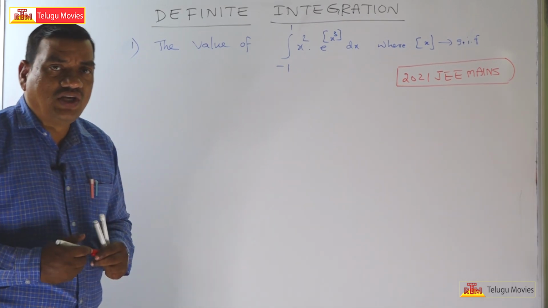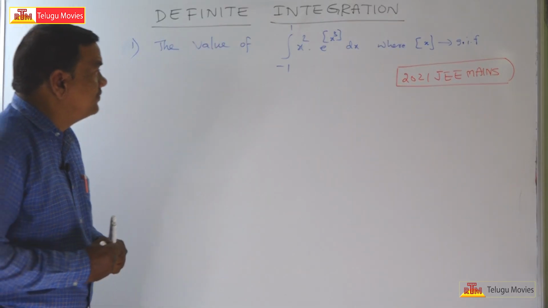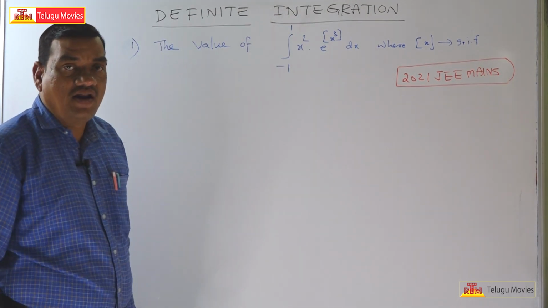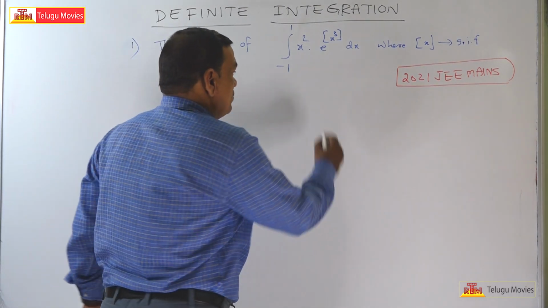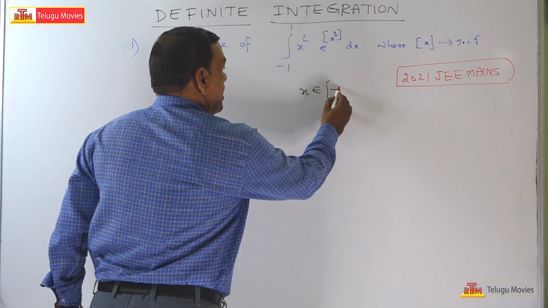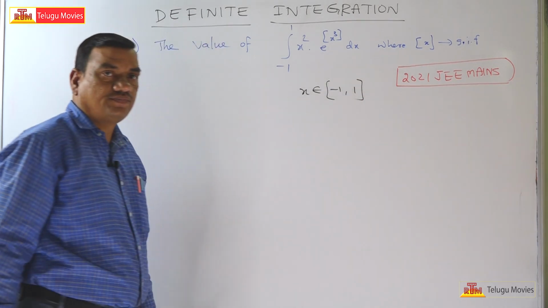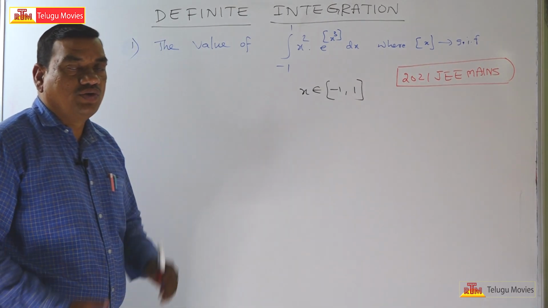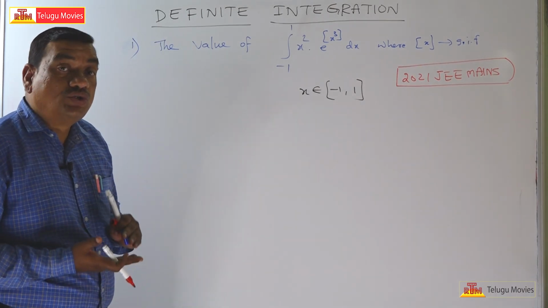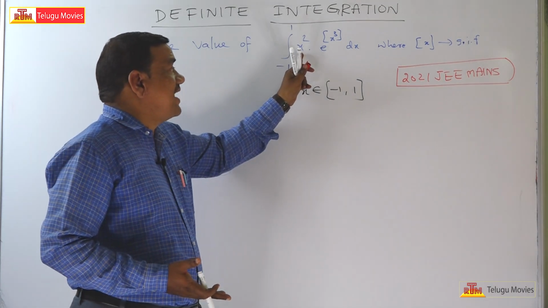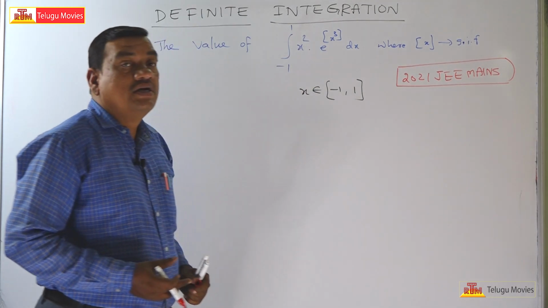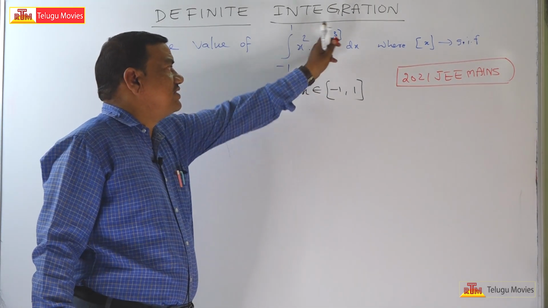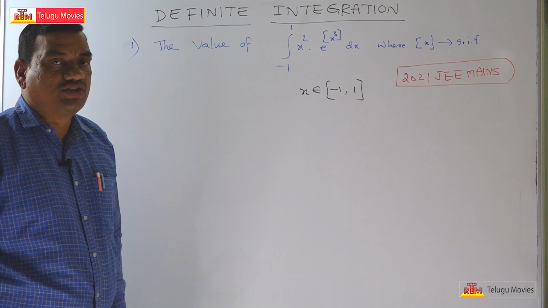The first thing you have to remember is, see here, minus 1 to 1. This is the interval to which x belongs. That means x belongs to minus 1 to 1. So in this interval only we should integrate the function x square into e power step of x cube. Okay, x square is very clear, e is okay. What is step of x cube?